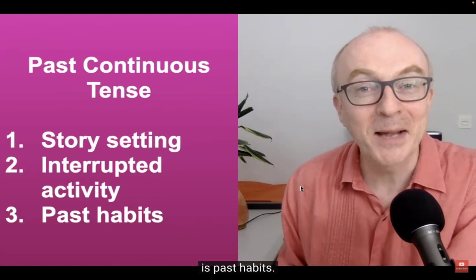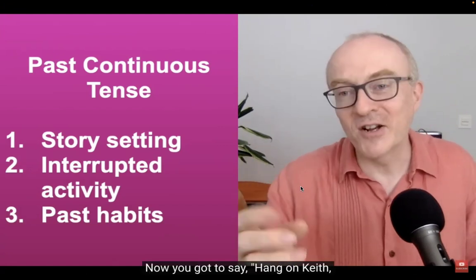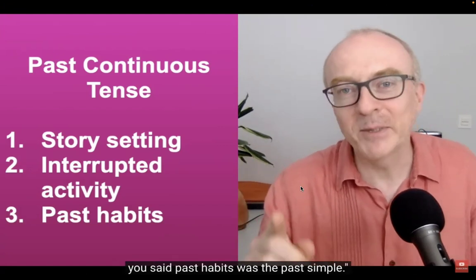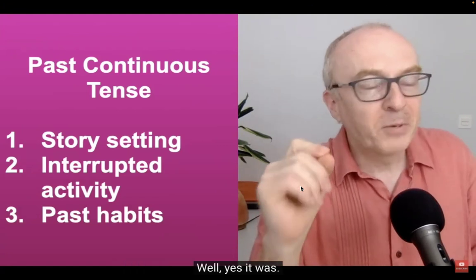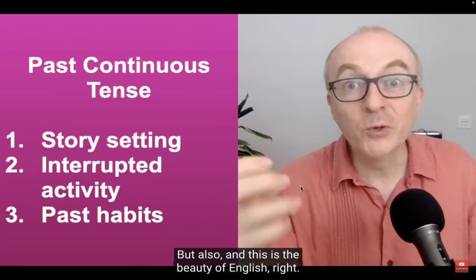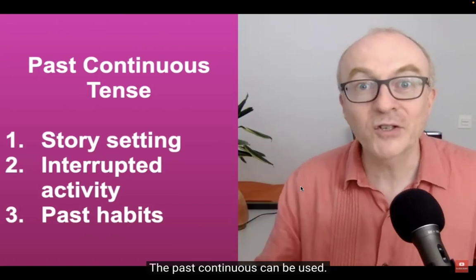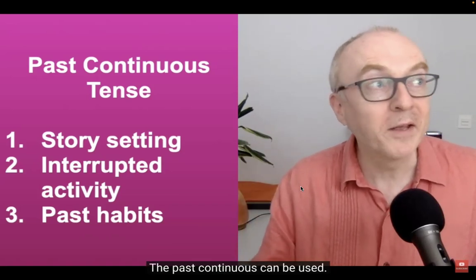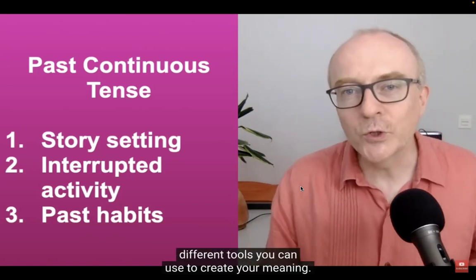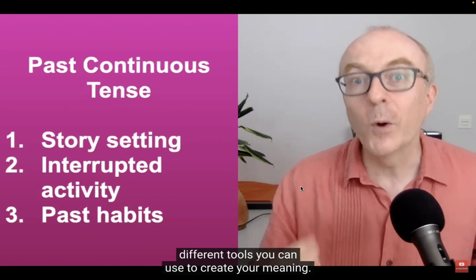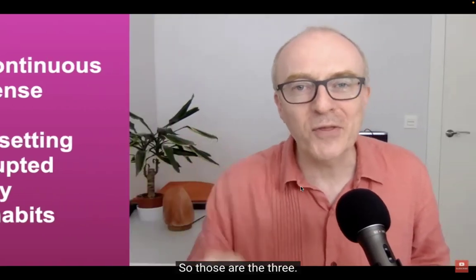Right. Number 3 is past habits. Now you've got to say, hang on, Keith, you said past habits was the past simple. Well, yes, it was. But also, and this is the beauty of English, right? The past continuous can be used. You have different tenses, different tools you can use to create your meaning. Great. So those are the 3.